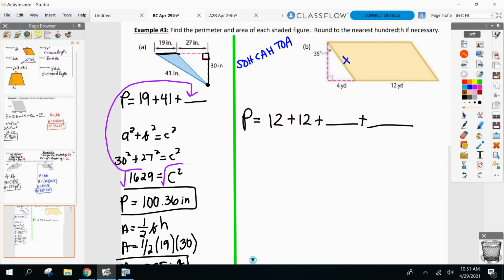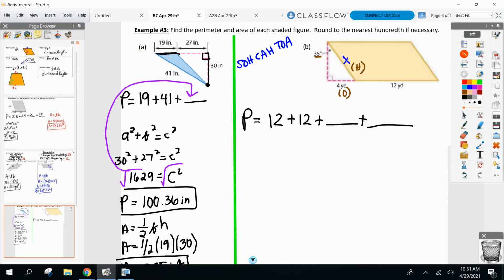Just a reminder how we use SOHCAHTOA. We go from the acute angle, 35. How do you classify what the 4 is to the 35? You have 3 choices. It's either opposite, hypotenuse, or adjacent to it. It's opposite the 35. And what about x, the side we're finding? That is hypotenuse.